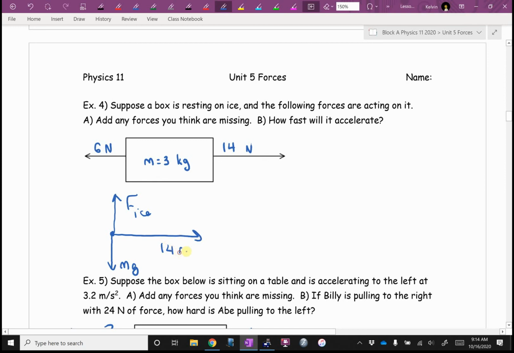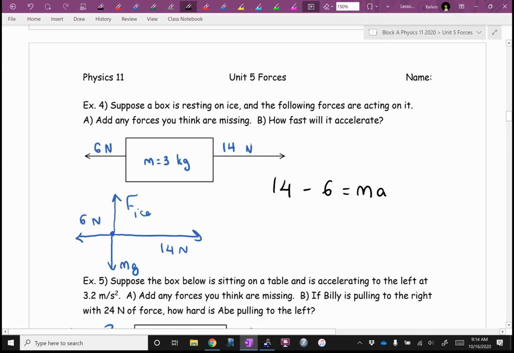I have a 14 Newton force that way. I have a 6 Newton force that way. And can you see I exaggerated the length so it's really obvious which one is the bigger force? Who's winning? Who's losing? So here's my force equation. Winner minus loser equals ma.